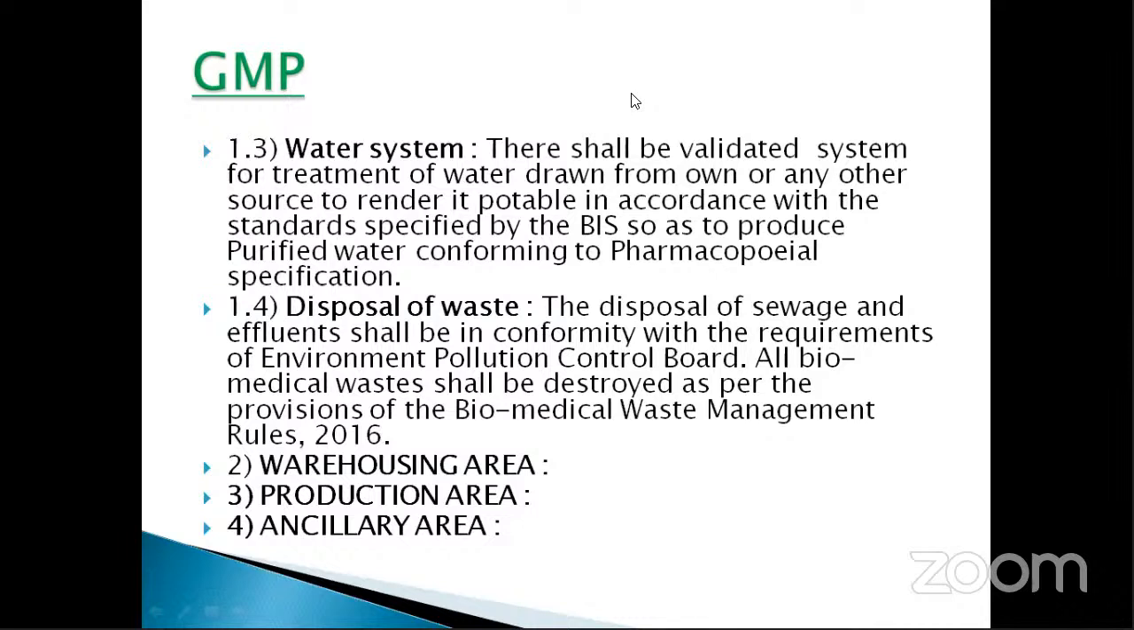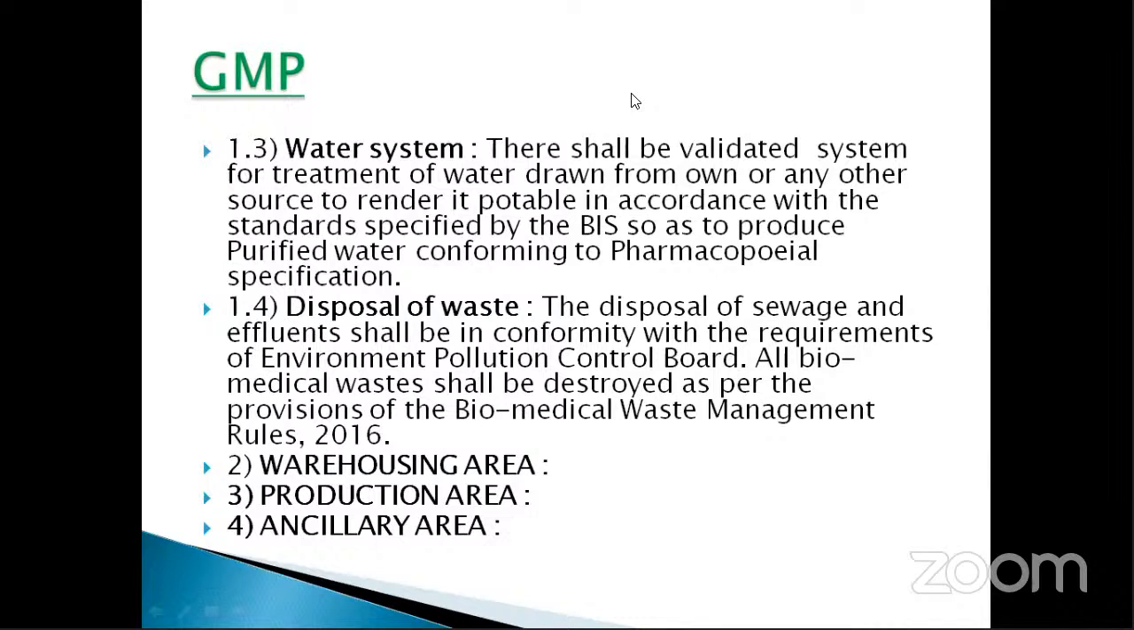You will not get the license. Your license will not be permitted to manufacture in the premises, in the production area where this type of pipelines or fittings or ventilation is provided. So that is also important. You have to see the production area, whether they are maintaining these things or not, which will enhance the chances of accumulation of dust and pollution.